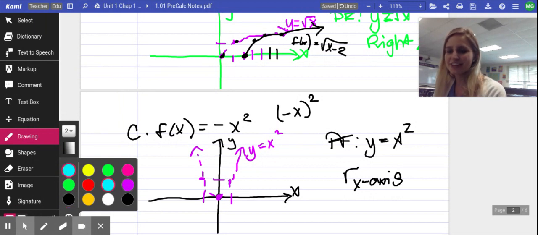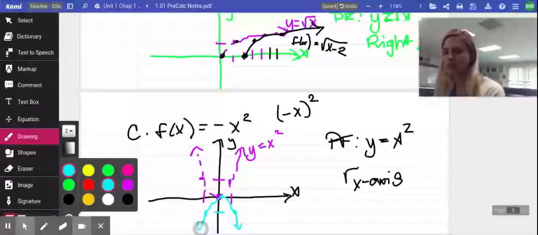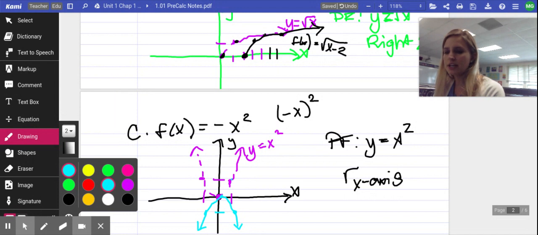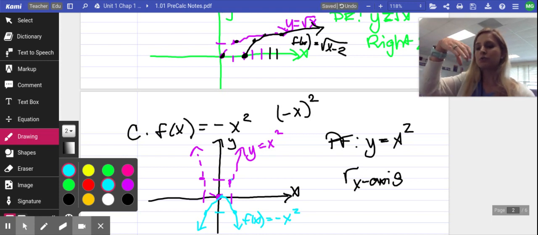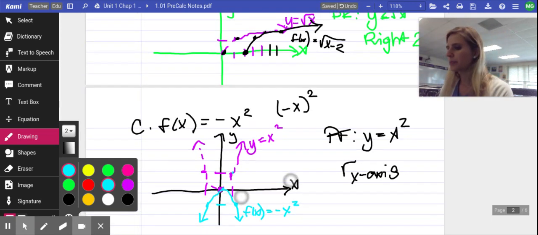And then we're gonna reflect it over the x-axis. So this point stays the same. This point goes down one again. And this is something that should look really familiar. You guys have graphed y equals negative x squared a lot. So y equals negative x squared, or f of x equals negative x squared, is just an upside down U-shaped curve. So when it's negated, it's reflected over the x-axis.